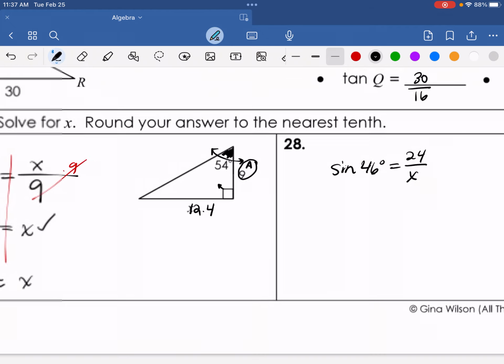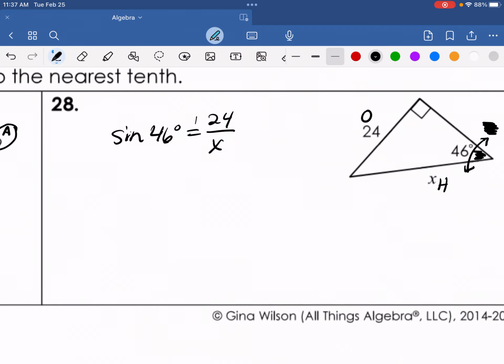See, this problem is different because x is on the bottom. Okay, how do I solve this? It's up to you how you want to solve it. There's many ways to do it. I'm going to show you one. How do I get x by itself? It says 24 divided by x, so the opposite is to multiply by x. And then I multiply by x. So I have left x is multiplying with sine 46, and it equals 24.